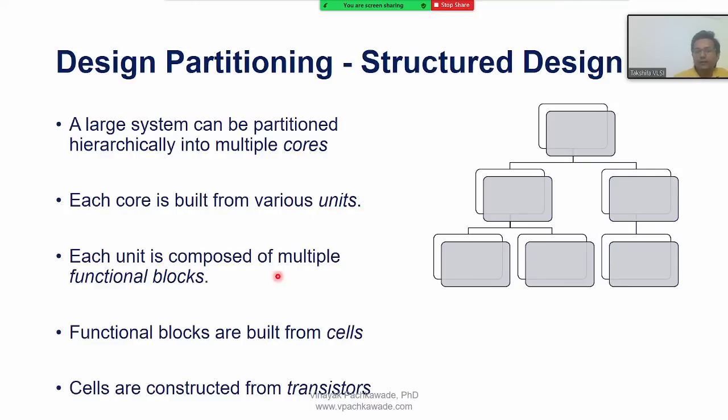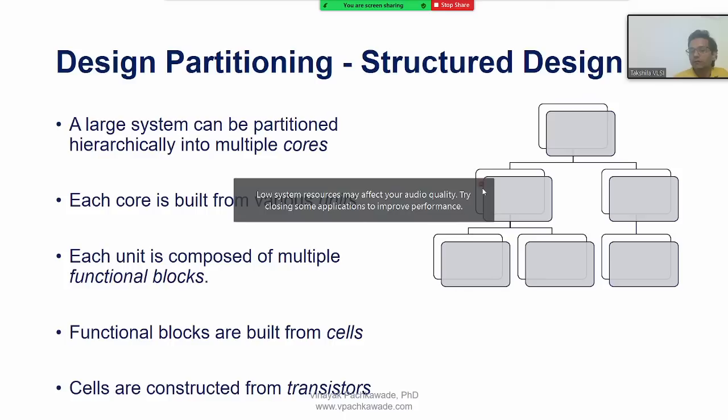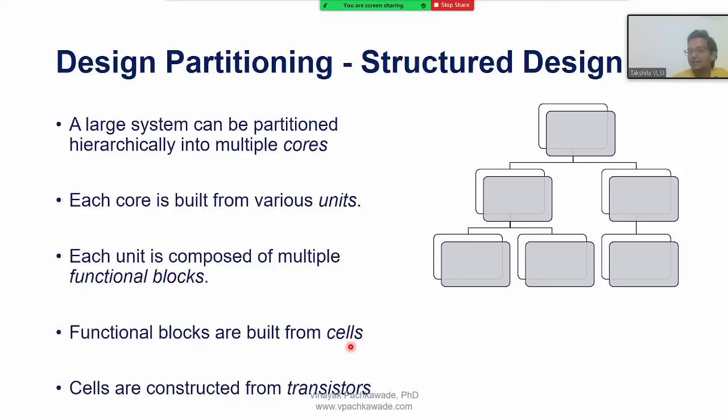Then each unit is built from multiple functional blocks, and each functional block is built from multiple cells. What is a cell? The cell is the unit design of an inverter, NOR gate, NAND gate, latch, multiplexer, etc. Using those cells, you implement higher blocks. And finally, cells are implemented by transistors. So all these steps you already know.